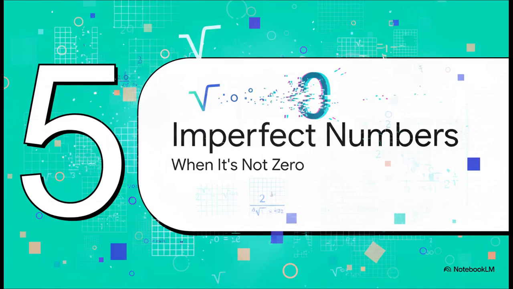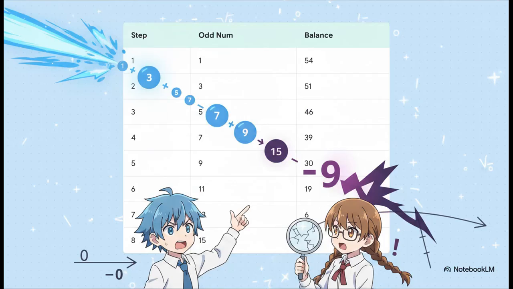But wait, section 5. When numbers aren't perfect, what happens then? Let's apply our trusty method to the number 55. We start chipping away. -1, -3, -5, -7, until we get to step 7, where our running balance is 6. Now, watch this closely. For step 8, our next odd number to subtract is 15, but 6 minus 15 equals -9. We completely blew past 0 and dropped straight into negative territory.